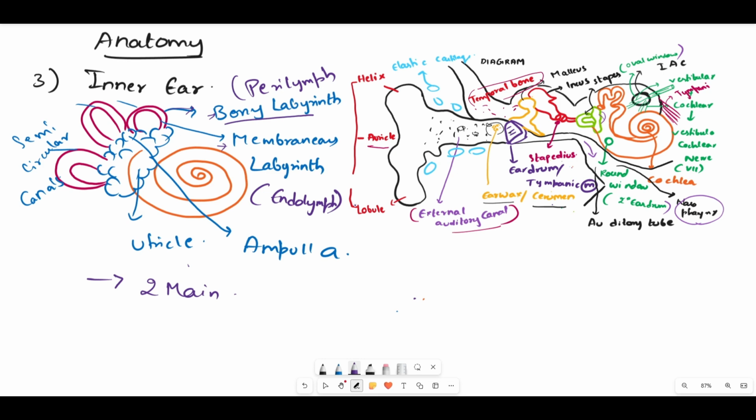Now you have drawn the diagram, and learn the points directly from it. This is how anatomy should be studied: see it, draw it, and then understand it.